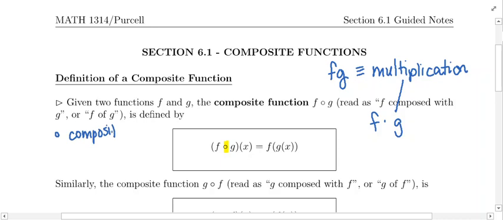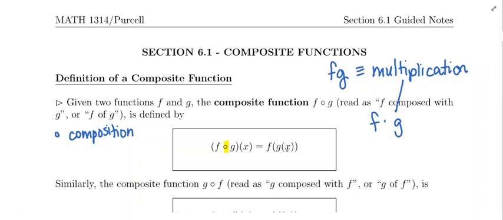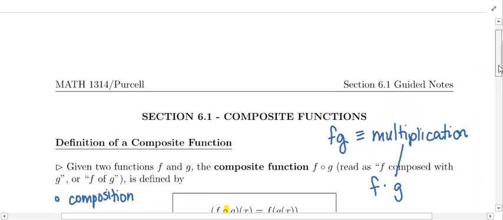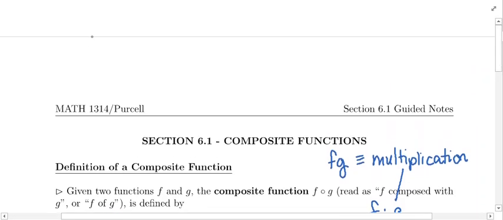You may not be given the circle. You may see it written this way, f of g of x. That's indicating composition as well. Order matters with composition. If we think back to what we learned in 3.1, when does order matter? And when does order not matter?